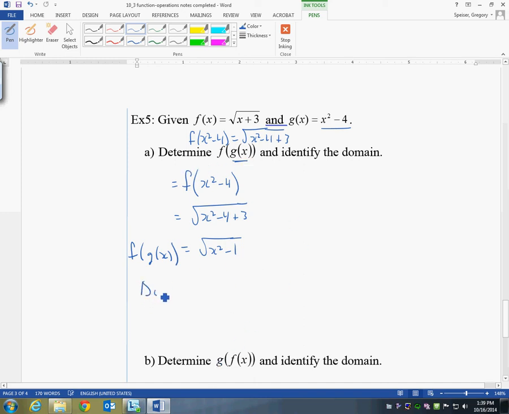Now to identify the domain, the big thing is that x squared minus 1 has to be greater than or equal to 0. Okay, and we can do this by two ways. You can factor this and say either they both have to be positive or they both have to be negative. And in any case, you end up getting 0, 1, negative 1. You find out if they're both positive.